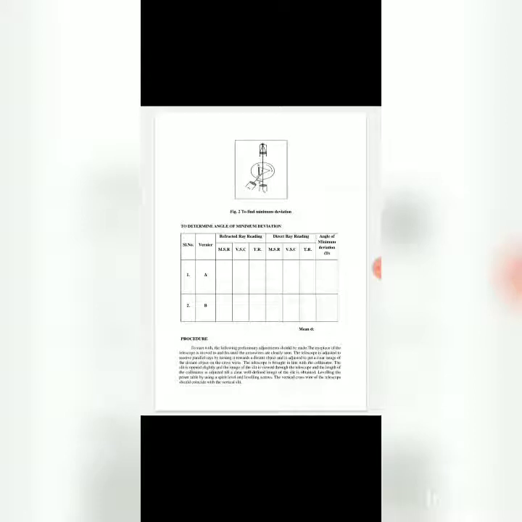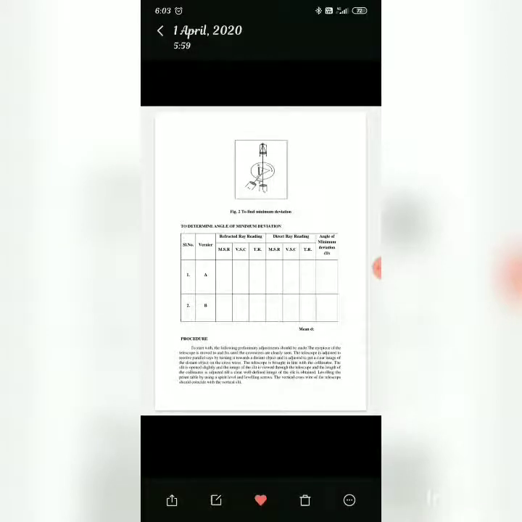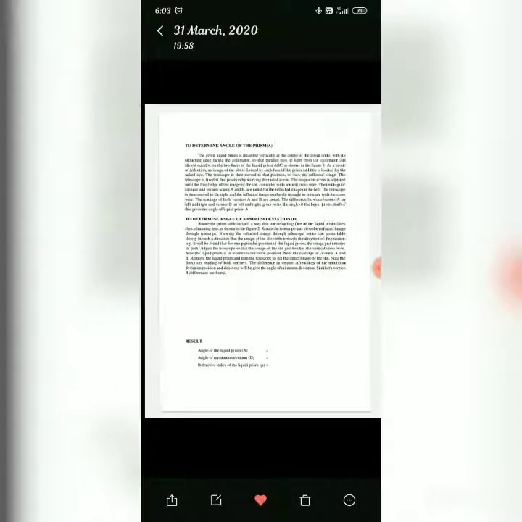The telescope is brought in line with the collimator. The slit is opened slightly and the image of the slit is viewed through the telescope, and the length of the collimator is adjusted till a clear, well-defined image of the slit is obtained. Level the prism table using a spirit level and leveling screws. The vertical crosswire of the telescope should coincide with the vertical slit.